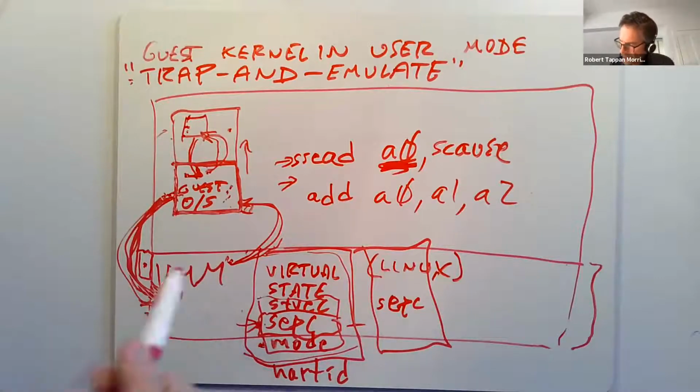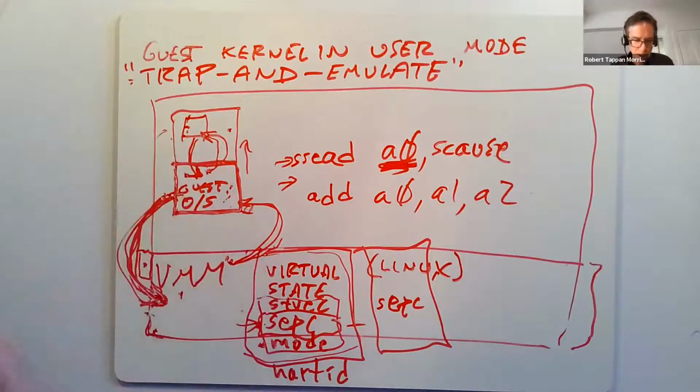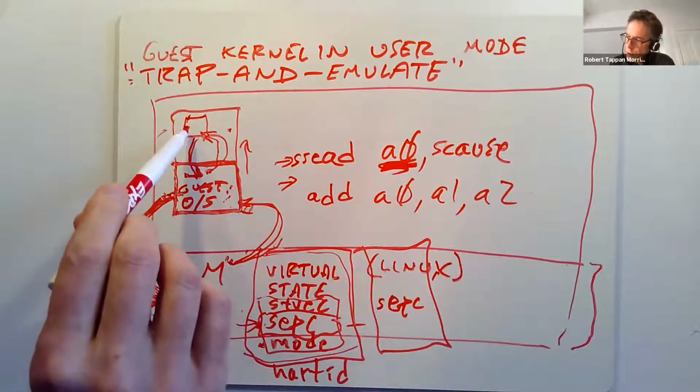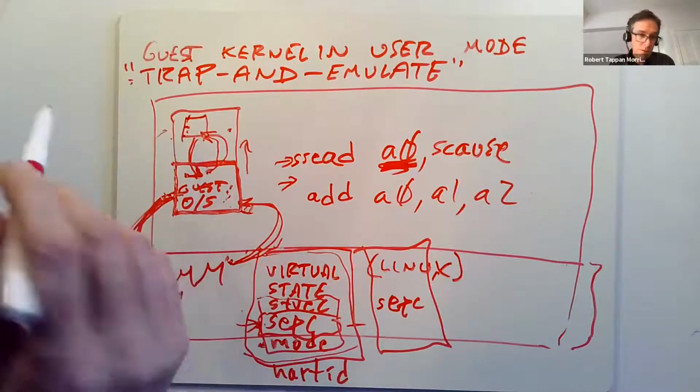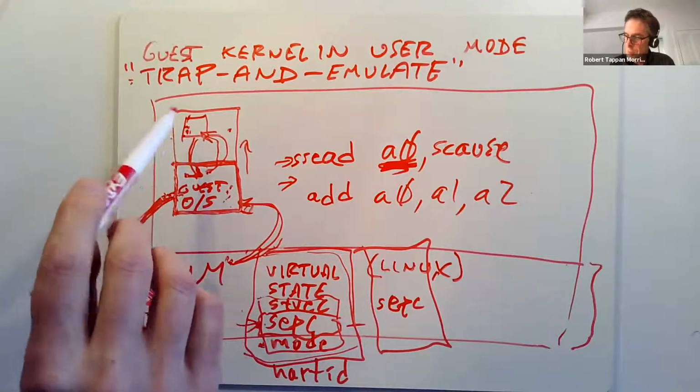And I'll talk about this in a bit, but the virtual machine monitor also is going to be switching page tables when it goes back into the virtual machine. When the guest user code executes ordinary instructions, the machine executes them directly at full speed.